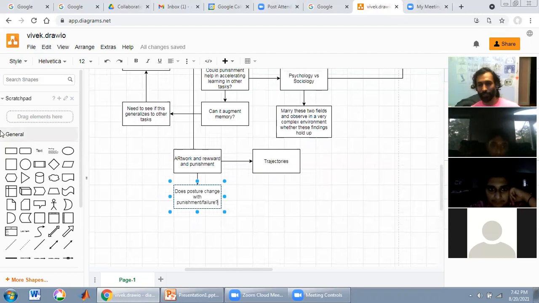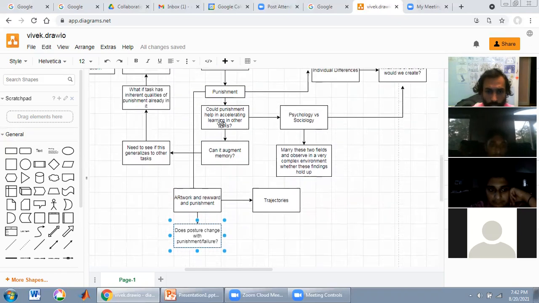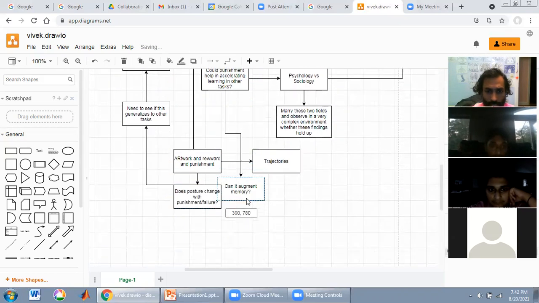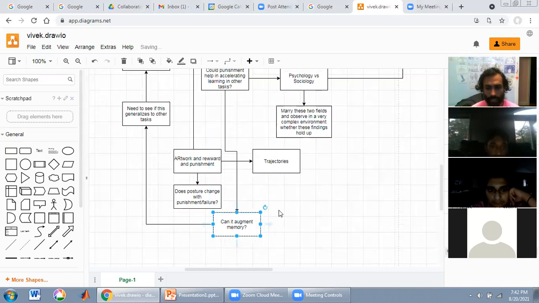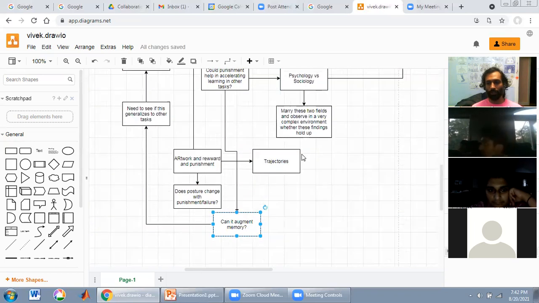Failure is another thing. So maybe now we can explore this idea of memory augmentation too. Right now we've been talking about the paradigm. One thing from the paper, and even that wasn't very clear, was that maybe reward actually helps keep that motor memory alive for longer. So punishment will allow you to learn quicker, but then reward is what allows you maybe to keep it alive for a longer period of time.